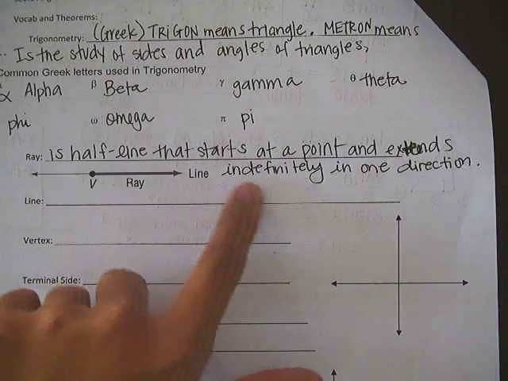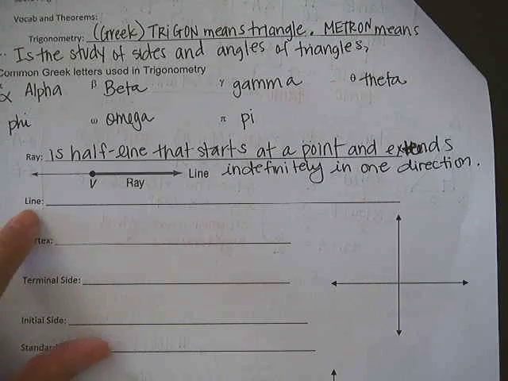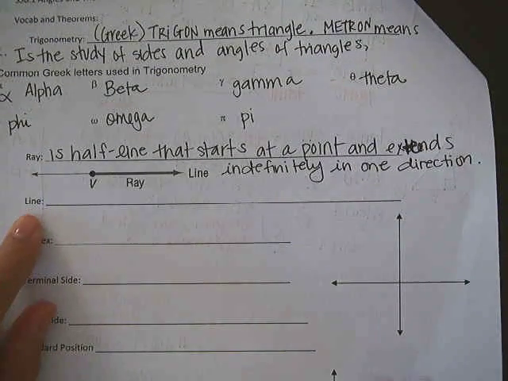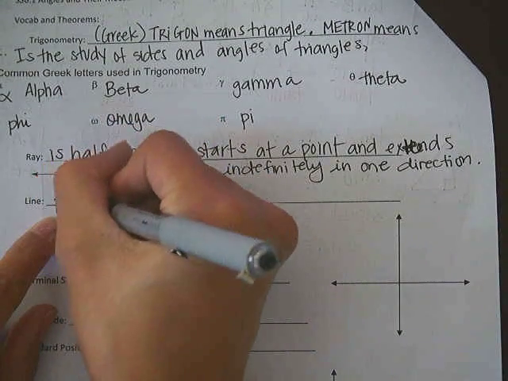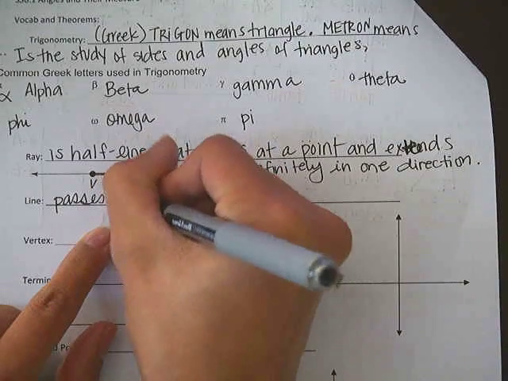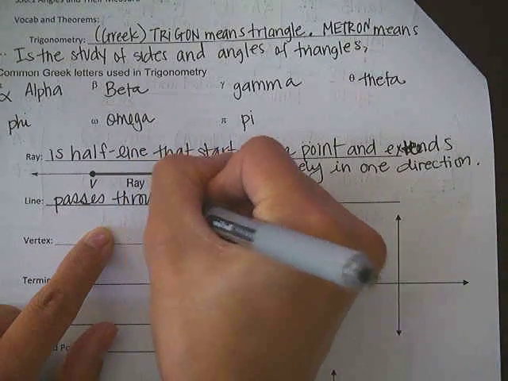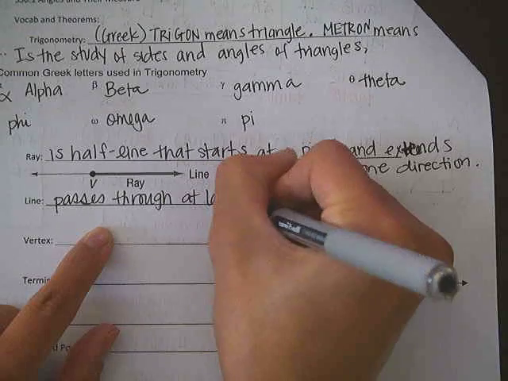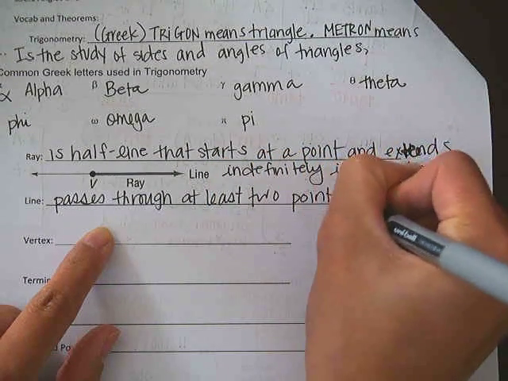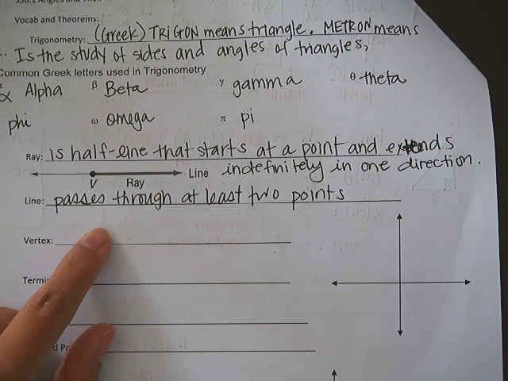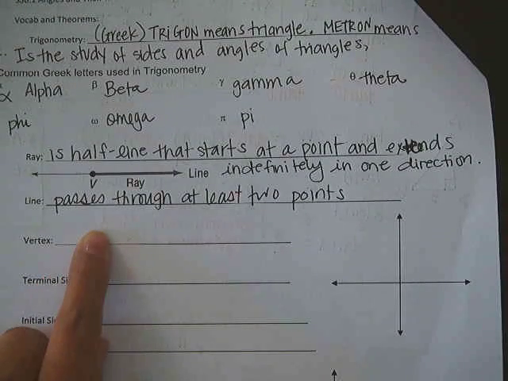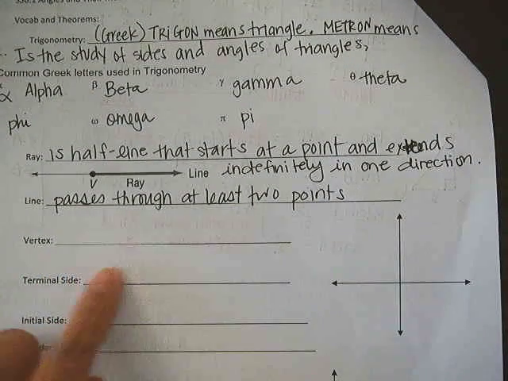Well, we kind of used line in that definition, so let's talk about what a line is. A line passes through at least 2 points. And a line doesn't have any thickness, so it can be as thick as it wants, or as thin as it wants. If the line passes through 2 points, we're good.